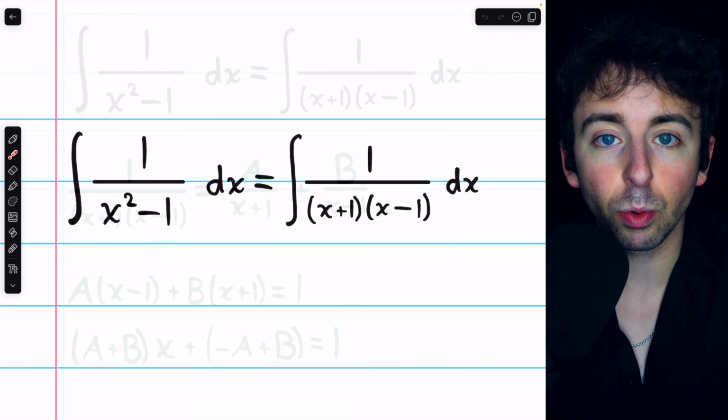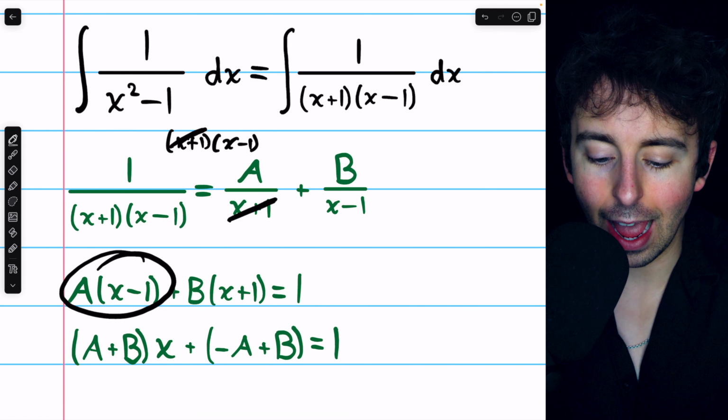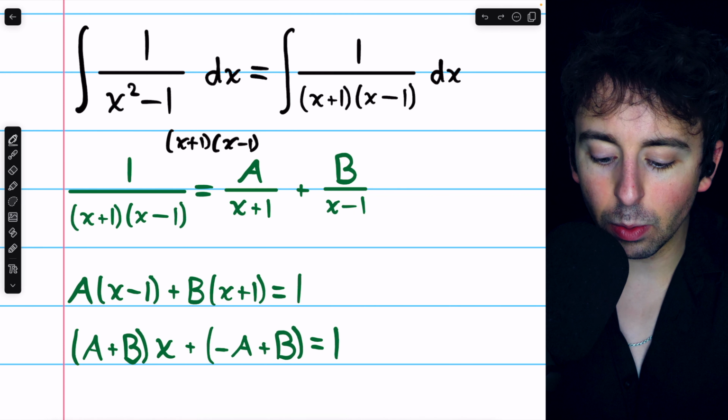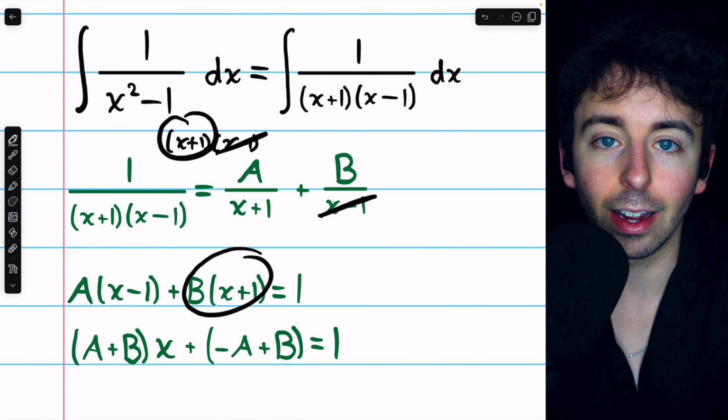Now we'll try to decompose this fraction like this: A over the factor x plus 1 plus B over the factor x minus 1. Then we'll just multiply both sides of this equation by x plus 1 times x minus 1. That will cancel out the denominator over here, giving us just 1. And it will cancel out the x plus 1 with the A, leaving behind A times x minus 1. And it will cancel out the x minus 1 with the B, leaving behind B times x plus 1.